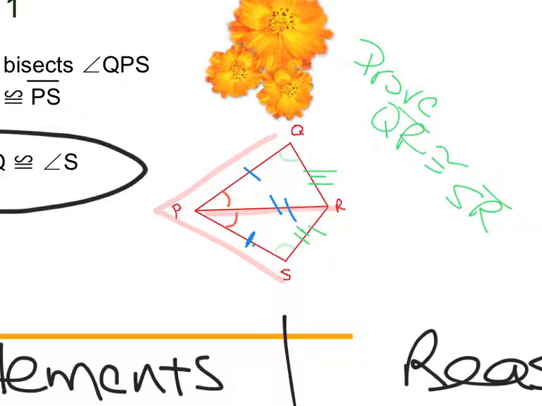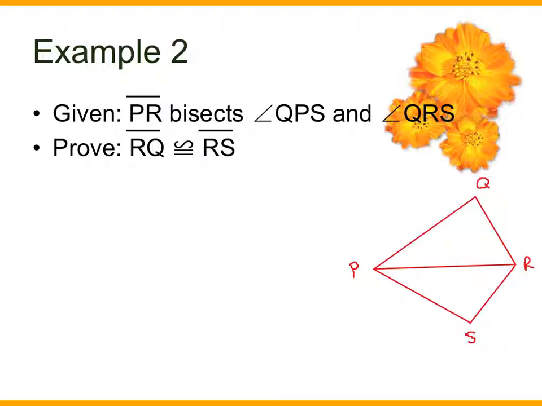Back here, it's the same picture. On this one, the only angle that they said it bisected was this one over here. So I couldn't have said that these two were congruent off the bat just because of PR equaling PR. But on this next, let's try another proof.